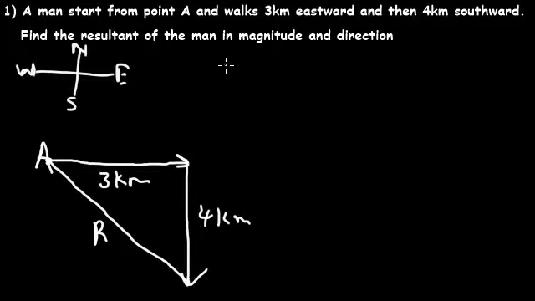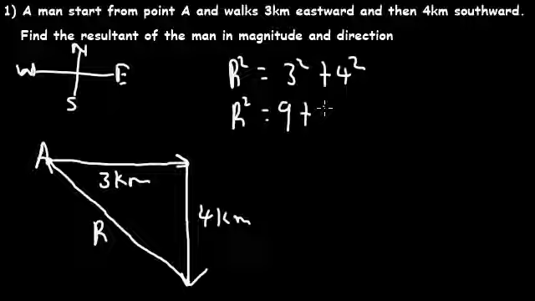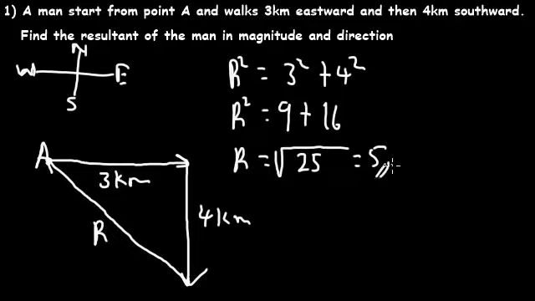Now according to the theorem, r squared is equal to 3 squared plus 4 squared. And proceeding forward, 3 squared, which is 9, plus 4 squared, which is 16. And eventually, r is equal to the root of the sum of 9 and 16, which is 25. That gives us 5. So therefore, the resultant of the man in magnitude is 5 kilometers in displacement.